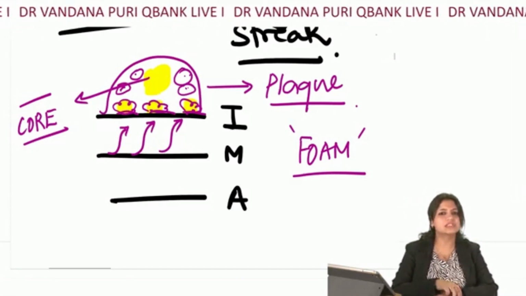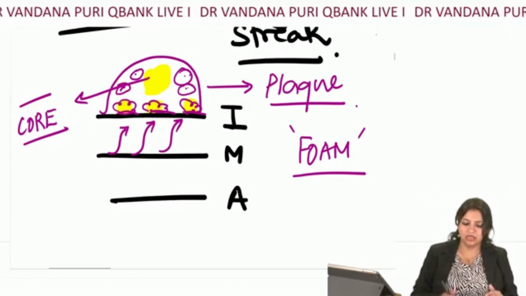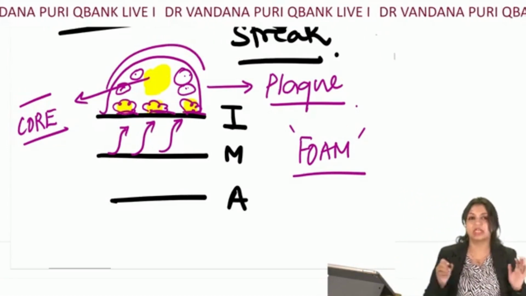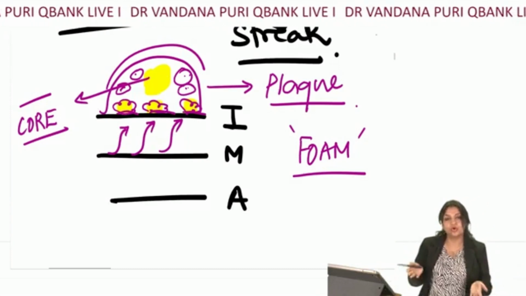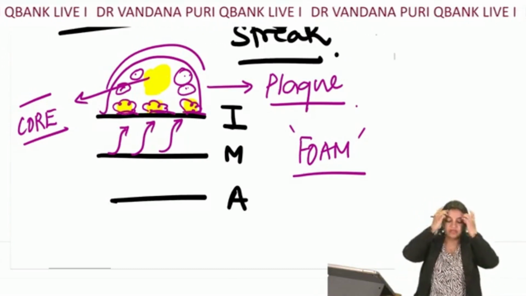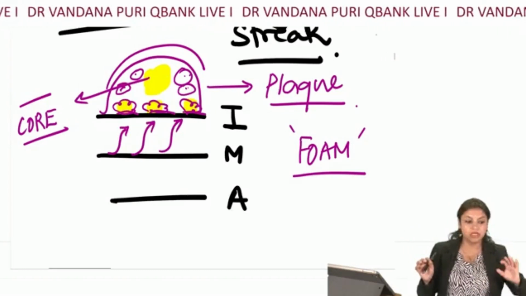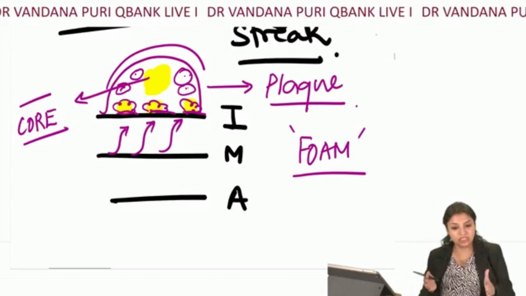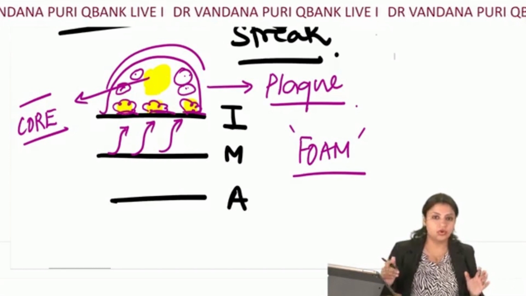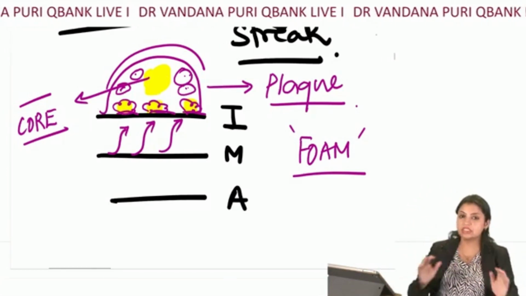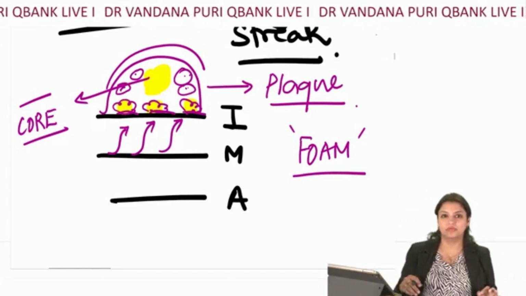Later on you will study that a plaque has a cap, a shoulder and a core, and all that we study in blood vessels. But for now, what have you read? That there are 2 types of lipid here, extracellular and intracellular. And what is this lipid? Cholesterol.